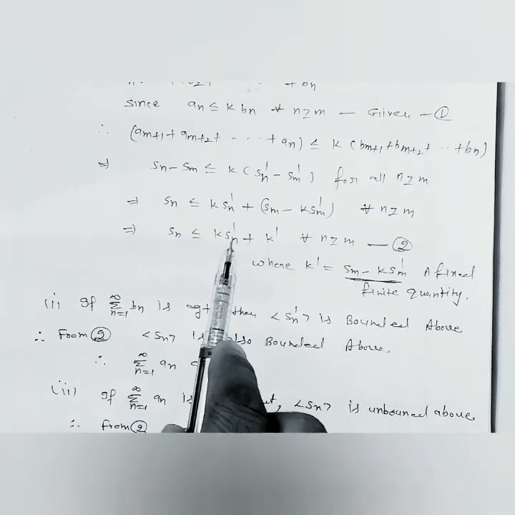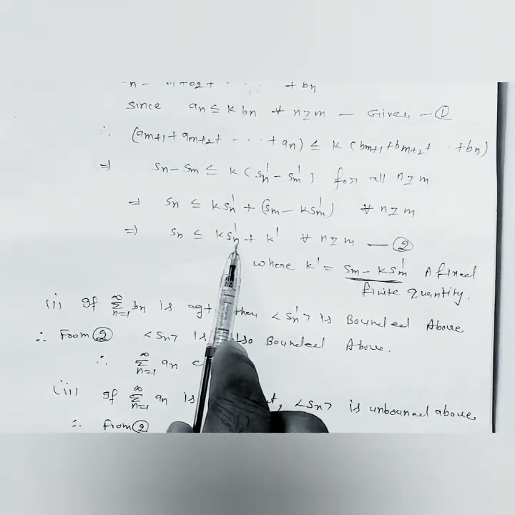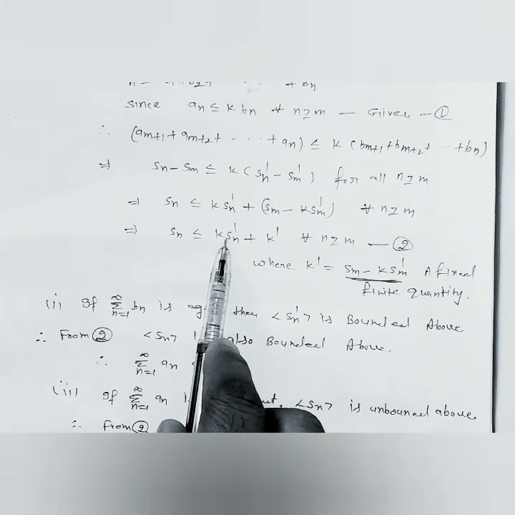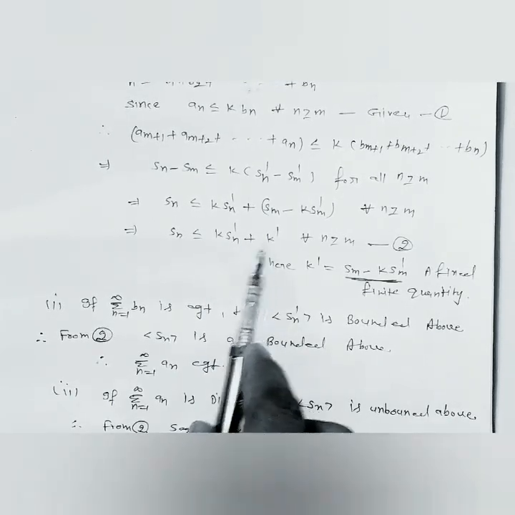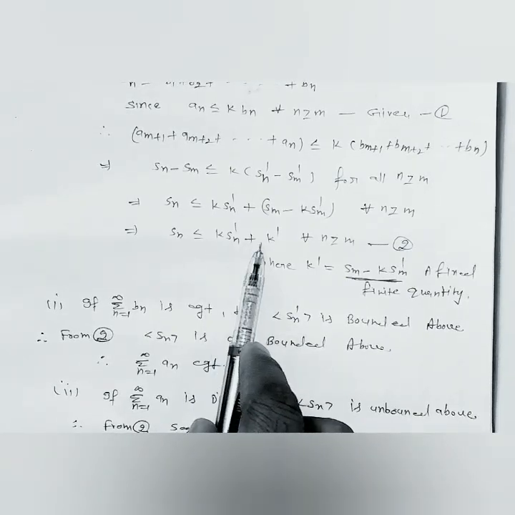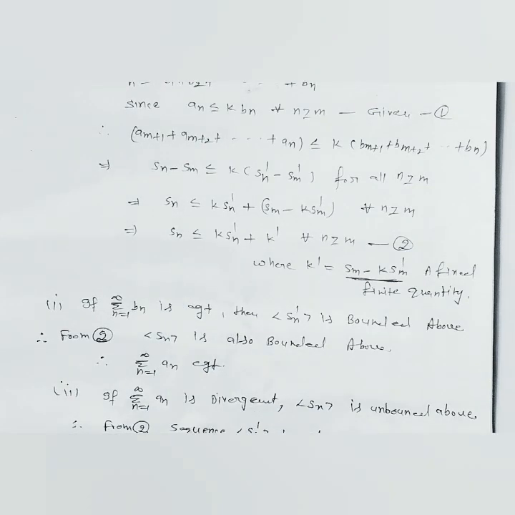So from this, if Sn dash is bounded above, then k times of Sn dash, if k is any positive real number, is also bounded above, and plus k dash is also bounded above. So from this we conclude that the sequence Sn is also bounded above, and then by the general test of convergence for series, we have summation n equal to 1 to infinity an is also convergent.